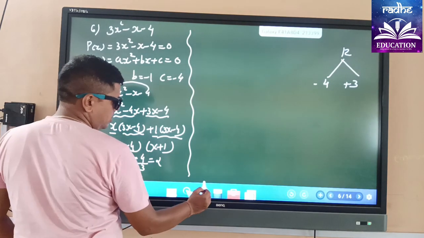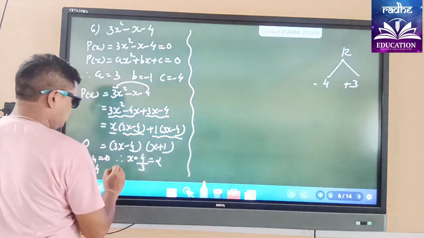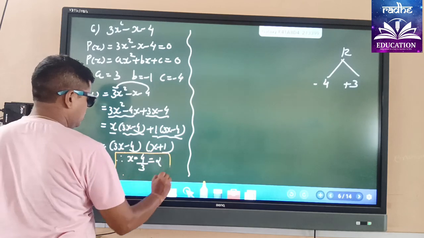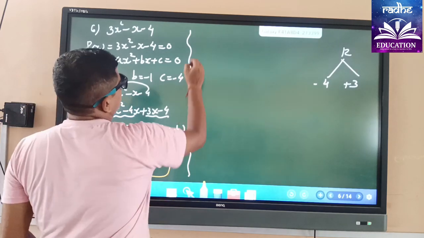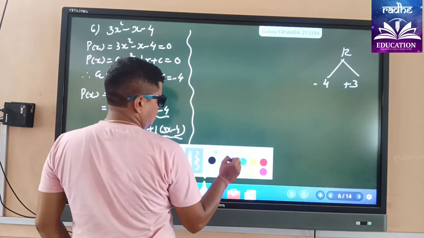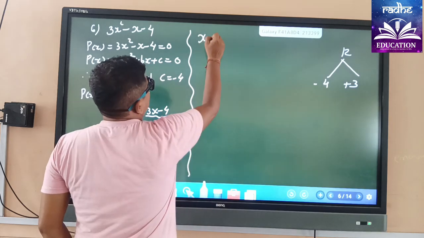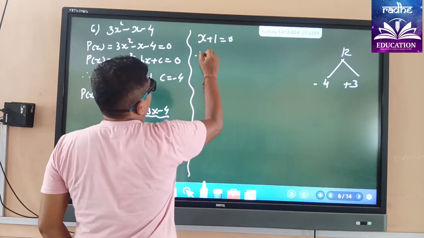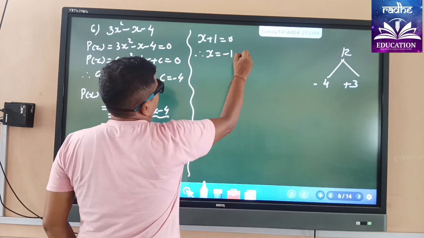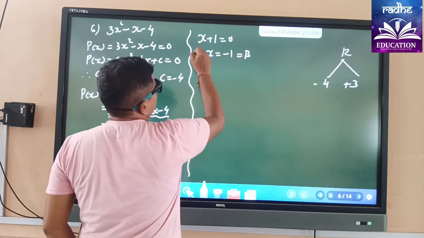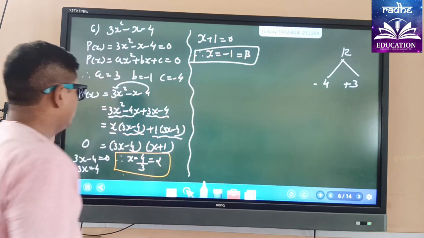Okay. This is the first result, that is the alpha. Now we have another: x plus 1 equals 0. Therefore, x equals minus 1. So we get another zero, that is beta. This is another zero we got, that is a beta.